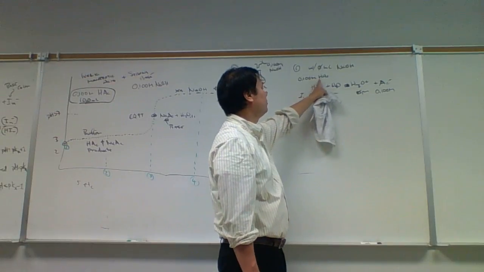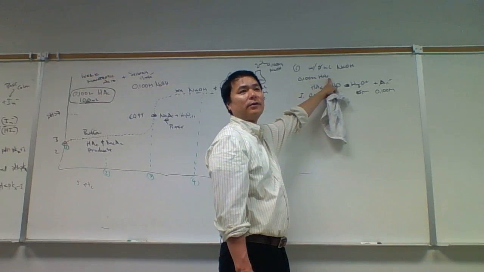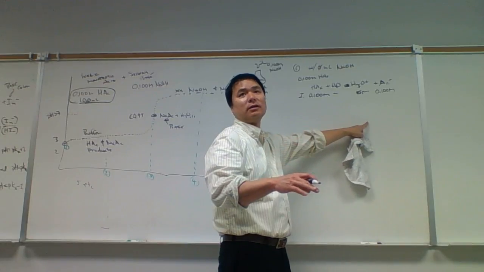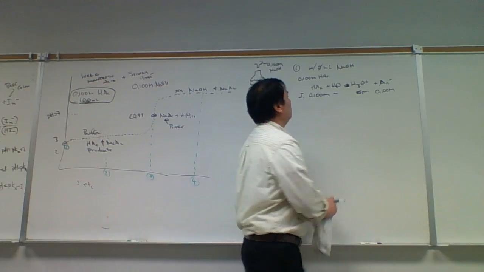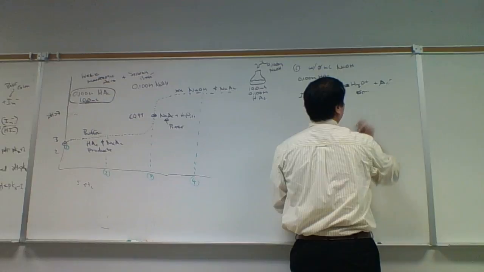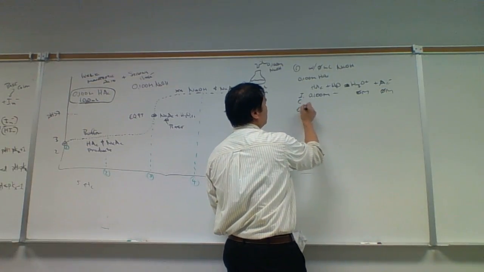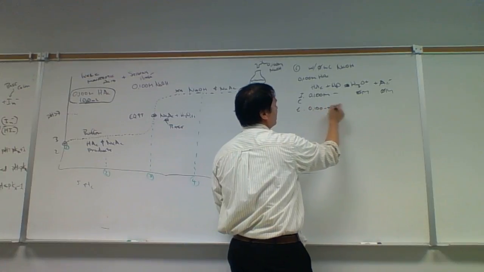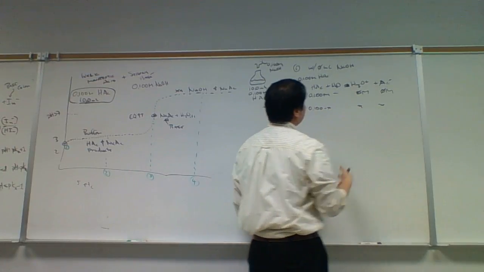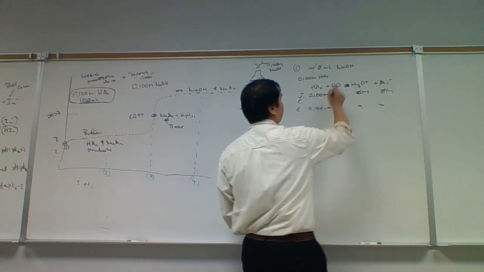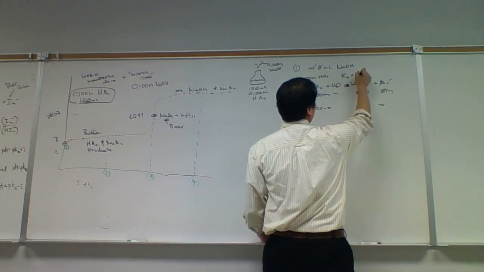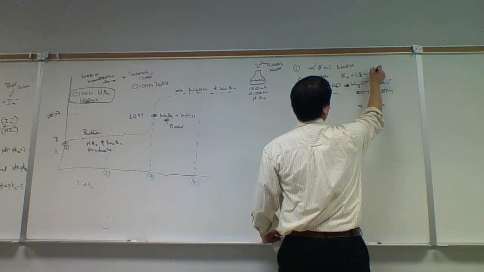It didn't come from anywhere. There's no acetate in here. I would have to add it physically in order to make this a buffer. I don't have it, and so this is not a buffer. This is just a weak acid solution. At equilibrium I have 0.100 minus x, x, and x. We use the simplifying assumption. Ka for this acid is 1.8 times 10 to the minus 5.